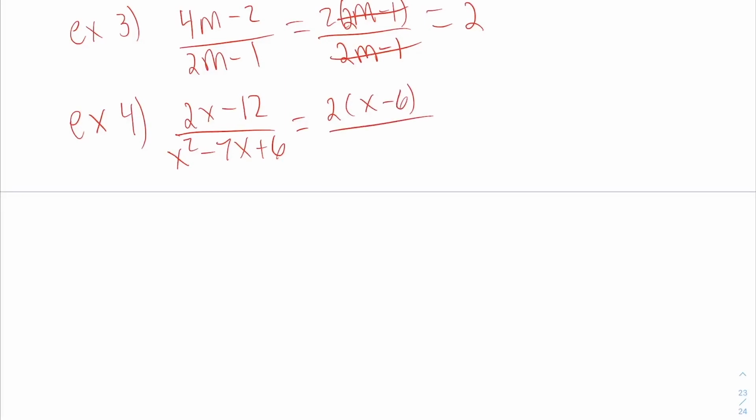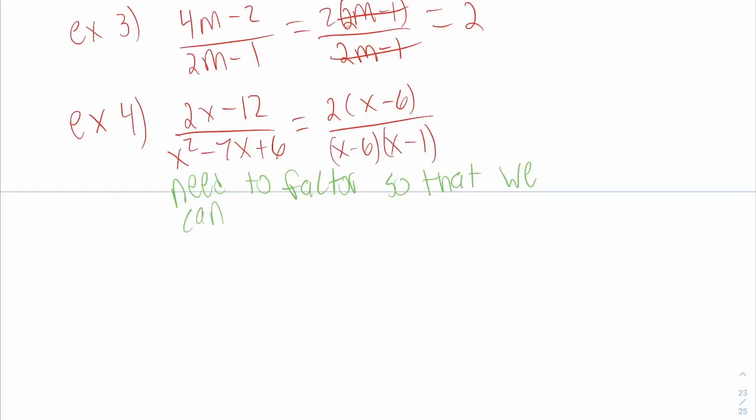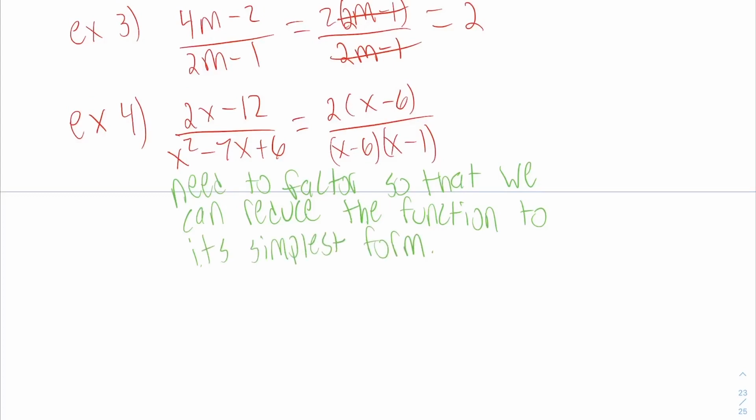And then let's factor this bottom. If I need a plus 6 but a minus 7, then I'm going to have to do two negative numbers, an x minus 6 and an x minus 1. We needed to factor the bottom so that we could reduce the function to its simplest form.